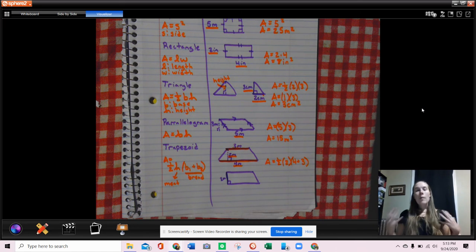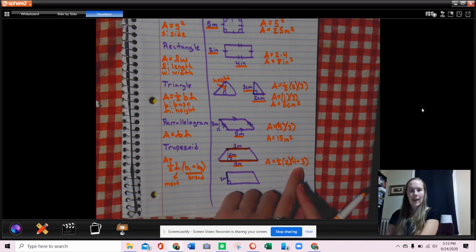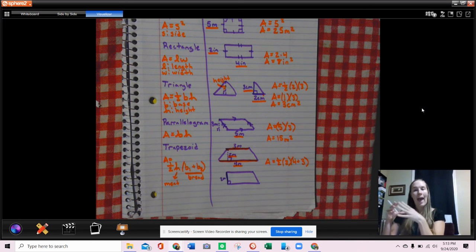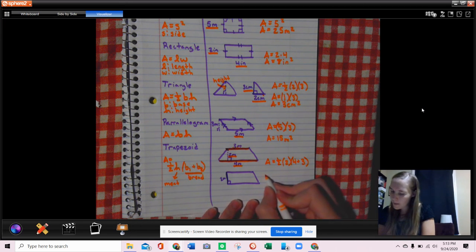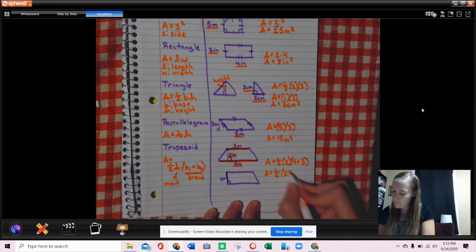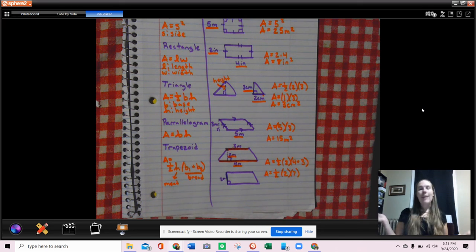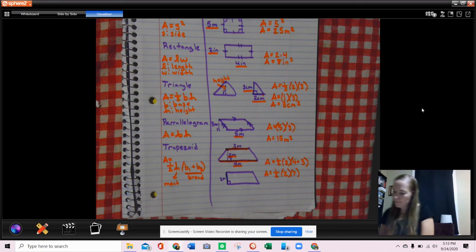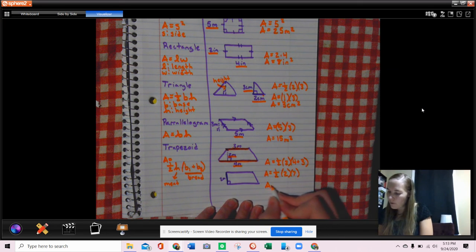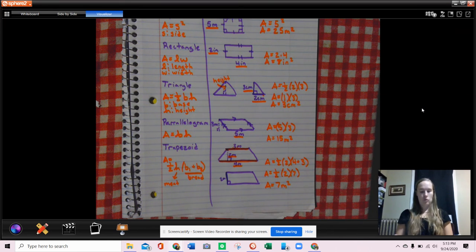Now when it comes to PEMDAS, you do have to have something in the parentheses. So you have to add those first. So I have area equals 1/2 times 2 times 7, and now I just multiply it all out. So when I multiply it all out, I will get my area equals 7 meters squared.